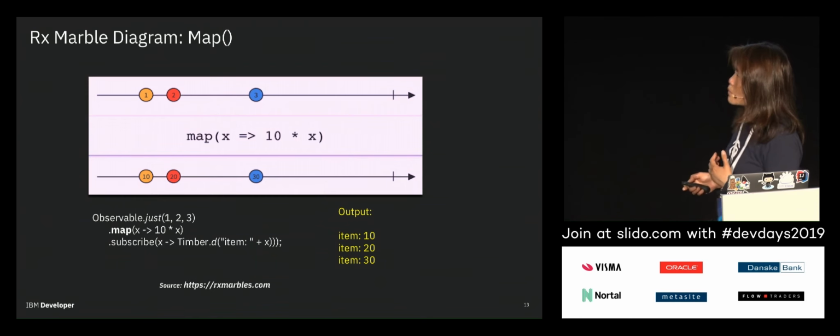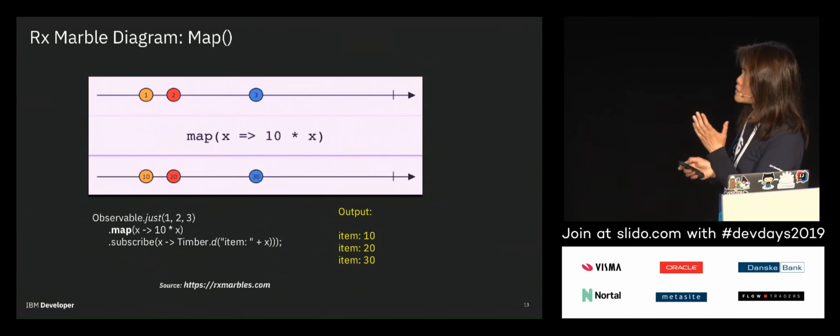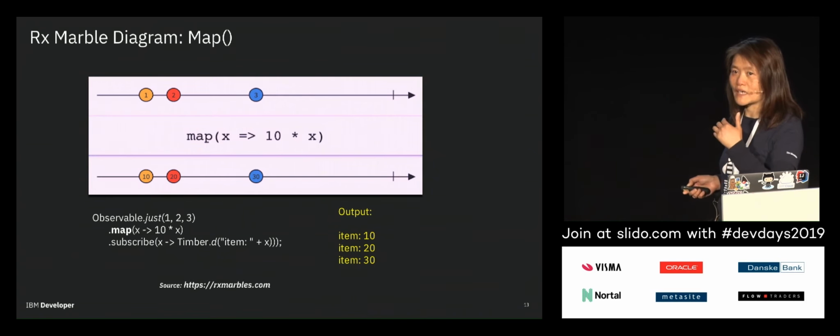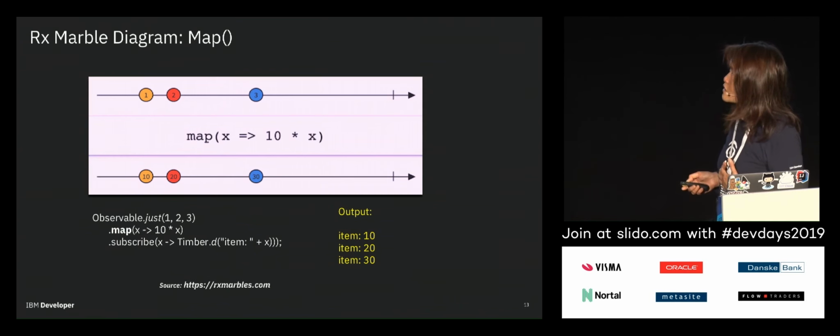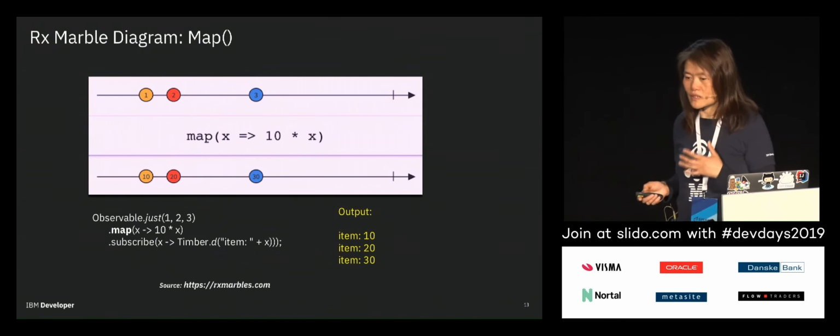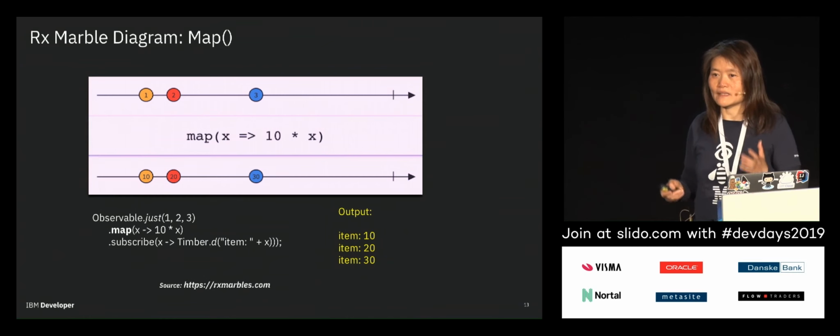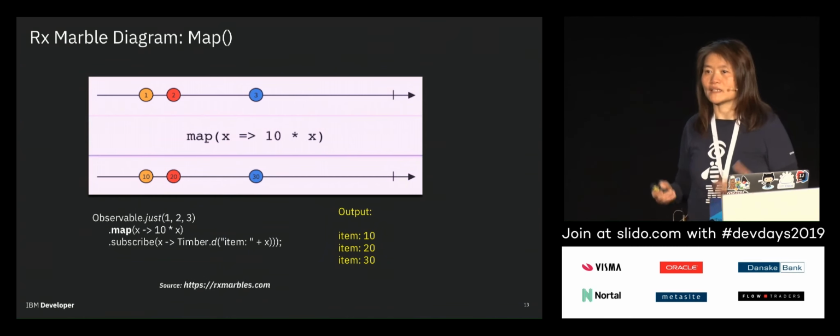If you want to see more of these transformers for Rx, you can go to rxmarbles.com. It has a bunch of interactive usages too. There are other transforming functions such as filter or flat map and things of that nature. So if you process a lot of data and apply this style of reactive programming, it can be very elegant too.